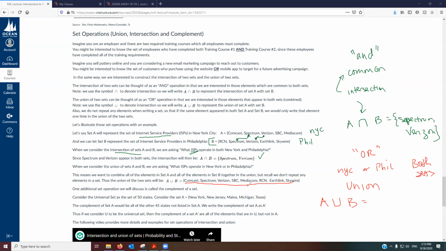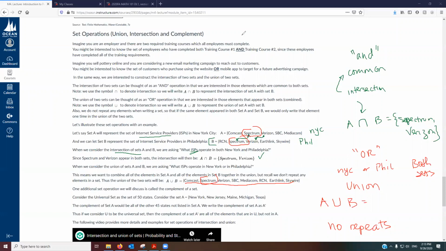And you can see them listed out here. But remember, you don't list out any repeats. So you don't repeat any element in the set. So even though Spectrum showed up in set A and set B, we don't list it twice in the union. We only list it once. All right, let me talk about one other.